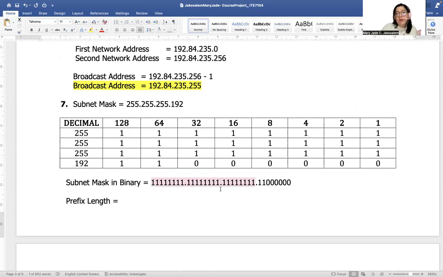So here, the first 3 octets are equivalent to 24. Then we have 25, 26. So we have 26 ones. So in short, our prefix length is 26.